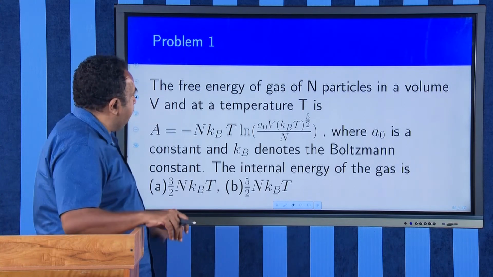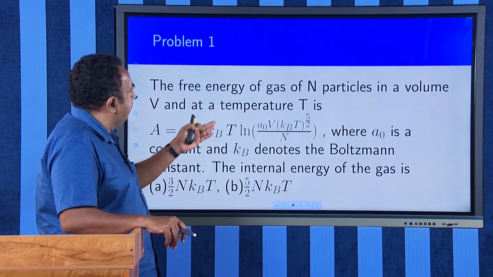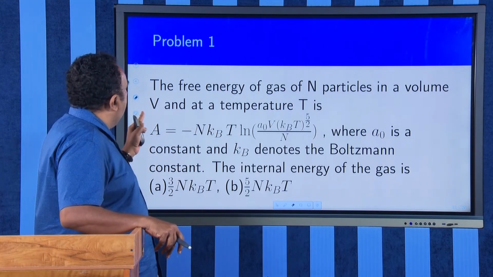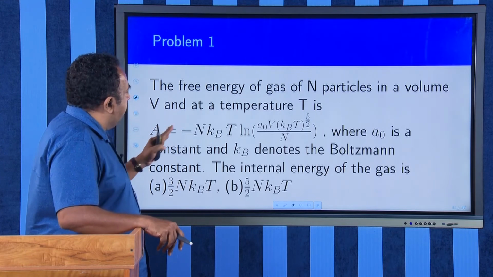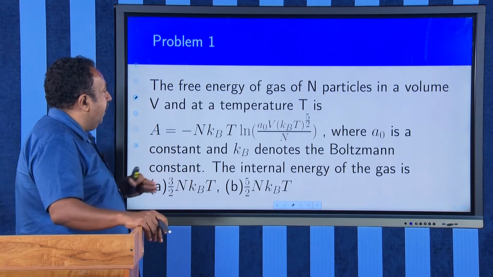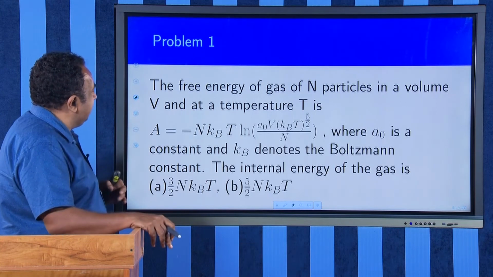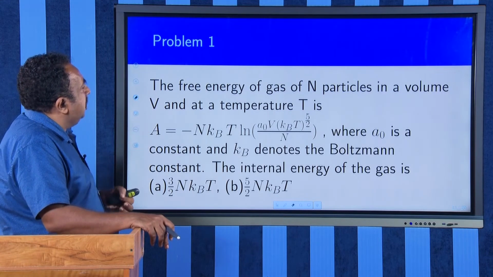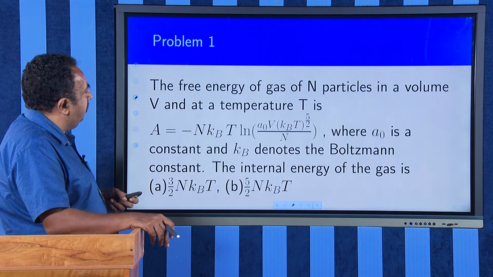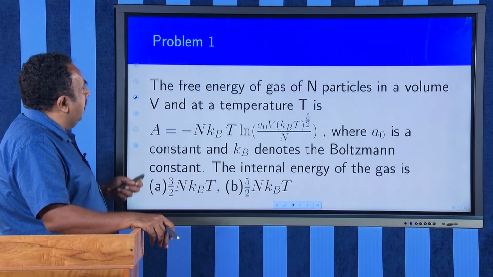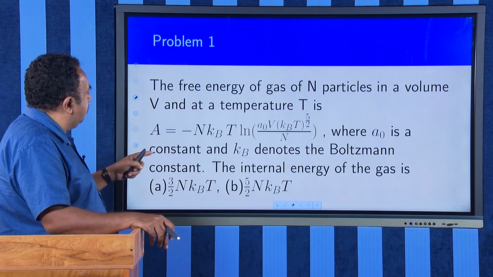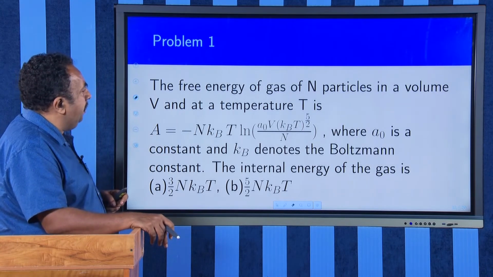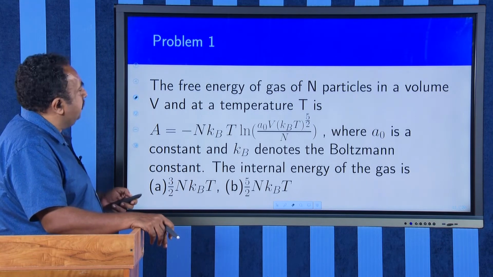So, let us take a typical problem that was given in one of the competitive examinations. The free energy of a gas of n particles in a volume V and at a temperature T is given by A is equal to minus nkT log of A0 V kB T whole raised to 5 by 2, where A0 is a constant and kB denotes the Boltzmann constant. What is the internal energy of the gas? You are asked to find the internal energy of the gas.